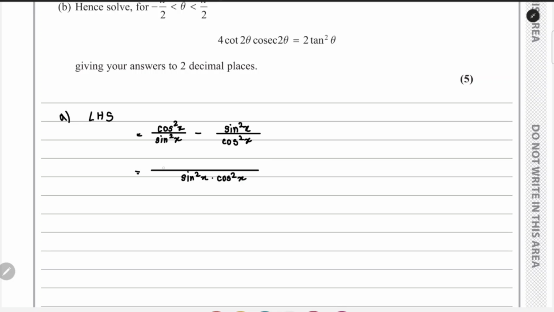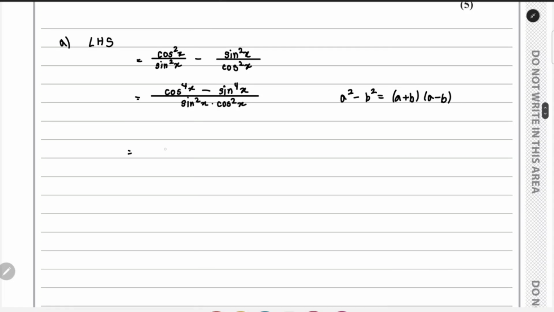And on the top we'll have cos⁴ x − sin⁴ x. Now we can use the formula that a² − b² can be written as (a + b) times (a − b) in this case. So from this we can write down the numerator of this expression as (cos² x + sin² x) multiplied by (cos² x − sin² x), and the whole thing is divided by sine² x cos² x.